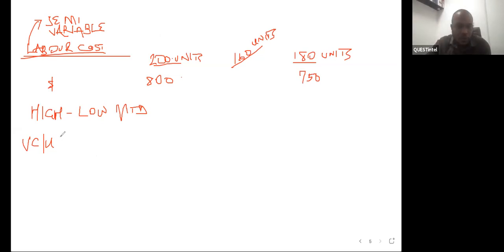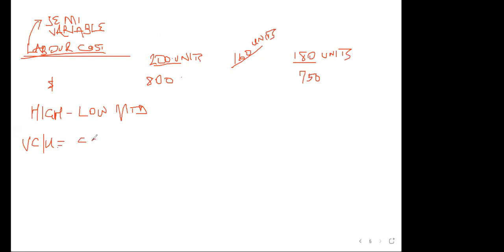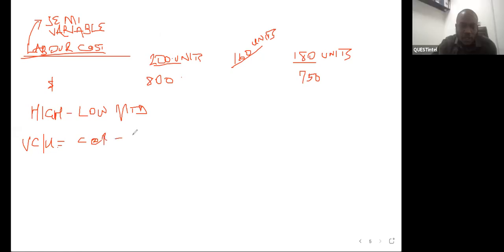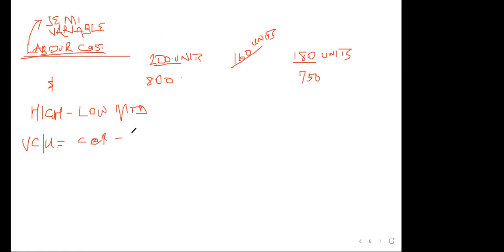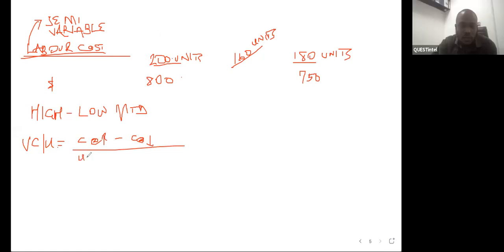So our variable cost per unit will be equal to our cost divided by unit. The cost at high minus cost at low, all of that, over unit at high minus unit at low. So high unit minus low unit.